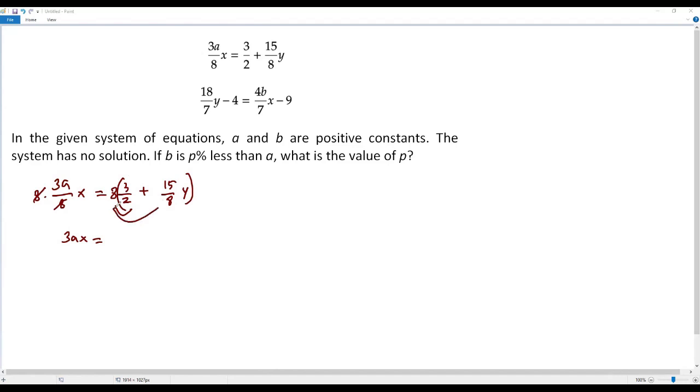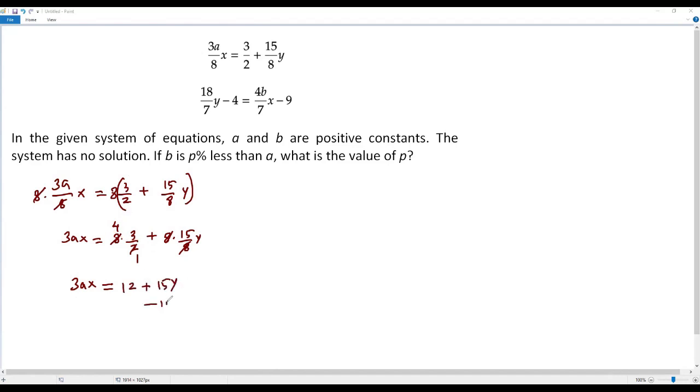And also this 15 over 8 times y, then I'm getting 8 times 3 over 2, positive 8 times 15 over 8 times y. Here this 8 will cancel out. 2 goes into 2 one time and 2 goes into 8 4 times. Then I'm getting 3ax equals 4 times 3 is 12, positive 15y.